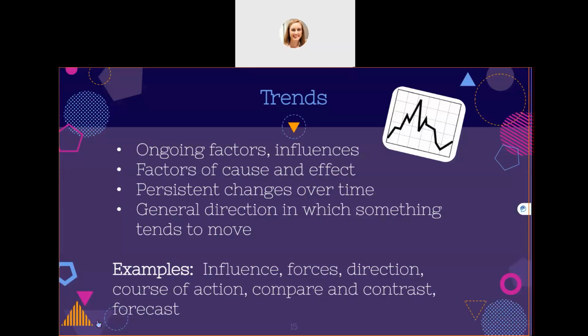For trends, we're thinking about the events and actions that influence other events and actions. You can pair this icon with patterns to take it deeper. Trends focuses on ongoing factors, factors of cause and effect, persistent changes over time, or the general direction in which something tends to move. Some examples are influence, forces, compare, contrast, and forecasting.